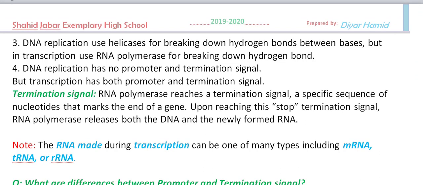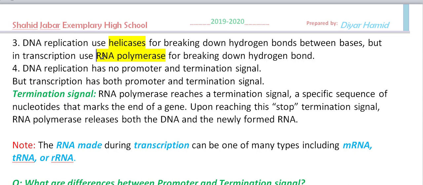Third, DNA replication uses helicases for breaking down the hydrogen bonds between the bases. In DNA replication, helicase is an enzyme that breaks down hydrogen bonds between the bases in the whole DNA molecule. But in transcription, RNA polymerase breaks down hydrogen bonds in a specific gene, not all the DNA.